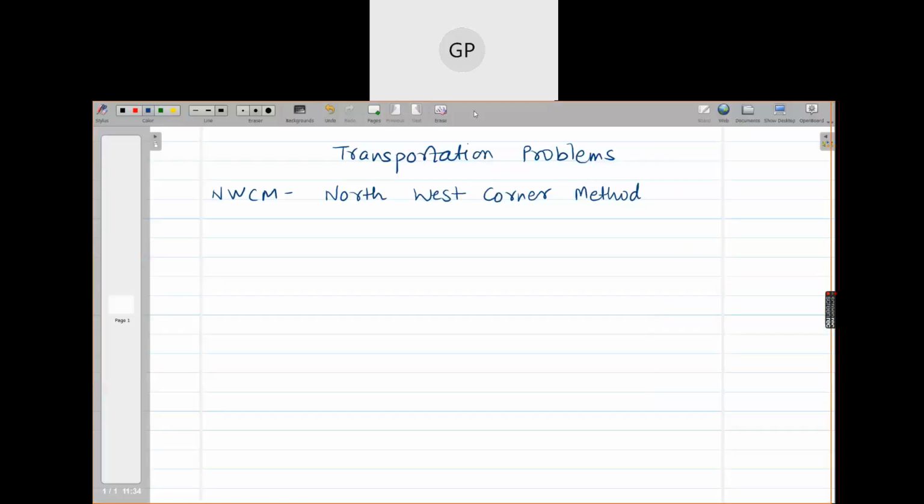So, let us continue with NWCM, Northwest Corner Method. I think in the last lecture we had started the problem, or we completed it. Did we complete that problem? No, ma'am. Can you just tell me the problem? It was a 3x4 matrix, right? Yes, ma'am.